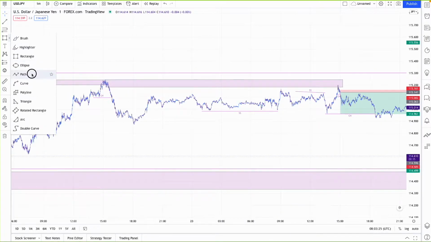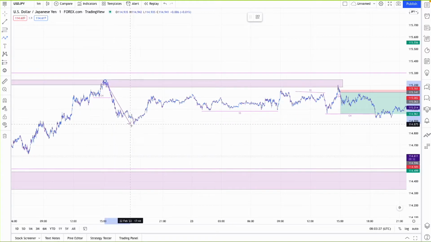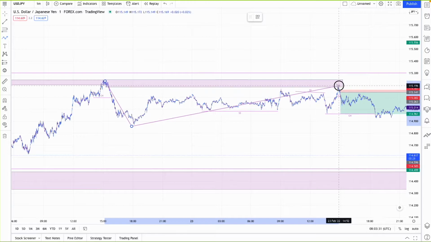Just again, fractal order flow. It's all about the order flow, the flow of orders. This high puts in this low, this low then puts in this high, failing to break this high, so this low is weak.